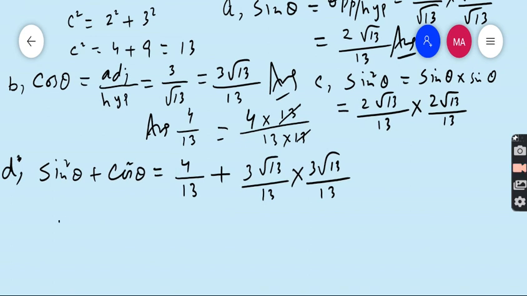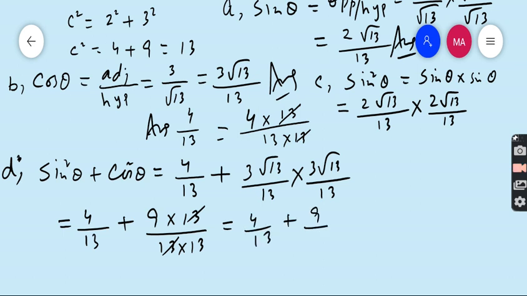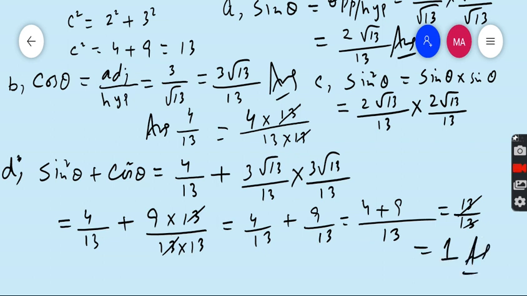It equals 4 upon 13 plus 3 3s are 9, root 13 by root 13 is just 13, upon 13 by 13. The 13 cancels by 13. 4 upon 13 plus 9 upon 13. Take the LCM of 13. 4 plus 9, 13 upon 13. 13 cancels by 13. The answer is 1. I already told you the answer of sine square theta plus cos square theta is always equal to 1. Come to part E.